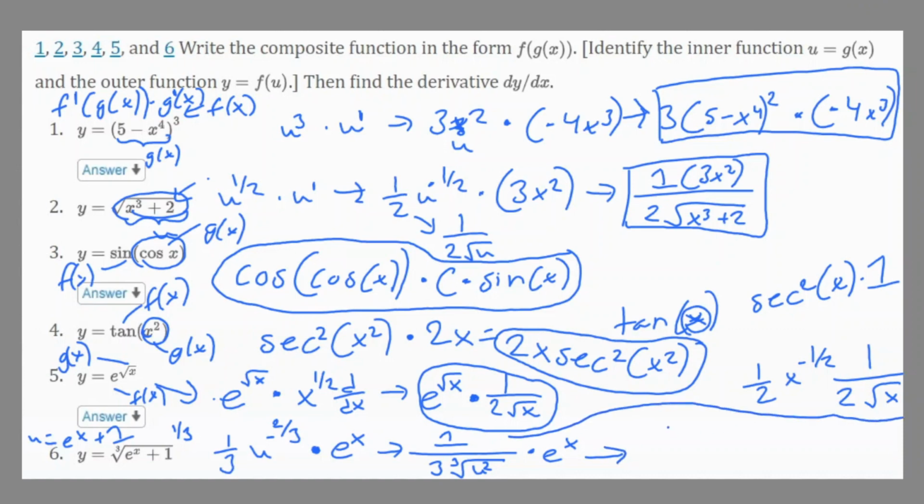let's create a line right here. If we plug in u, on the numerator we get e to the x, and then on the denominator, we would get 3 radical, and we plug in e to the power of x plus 1 for u, e to the x plus 1 in parentheses squared, to the 3rd root actually. So this would be your final answer right here by the chain rule for number 6.